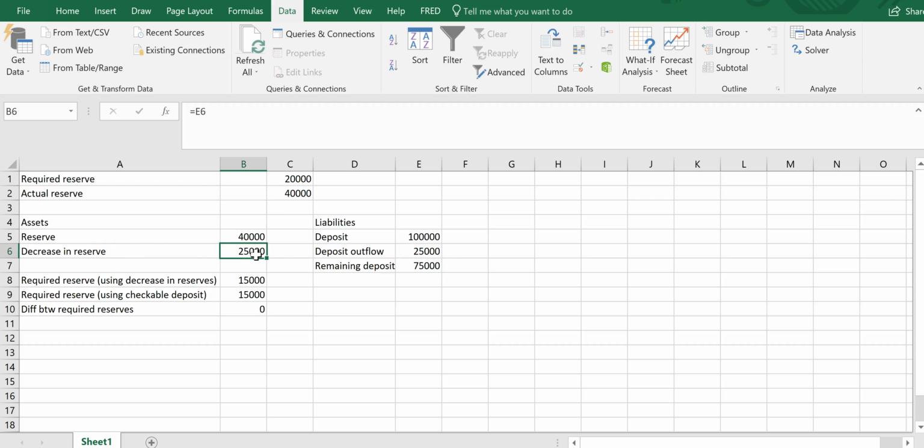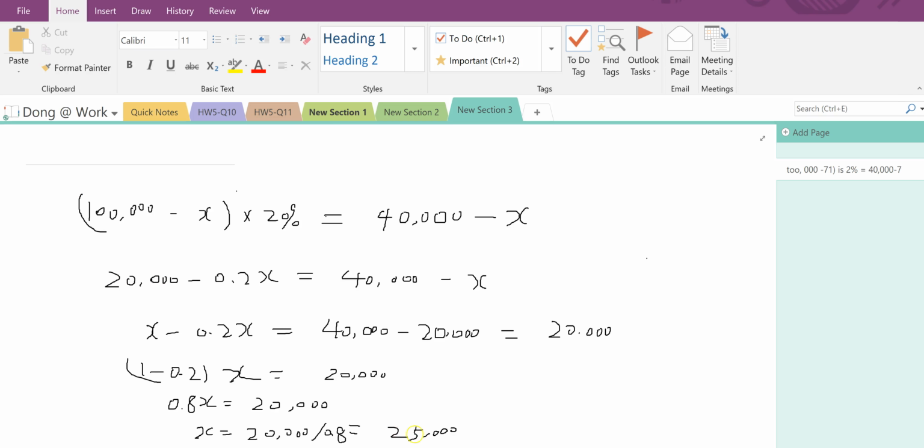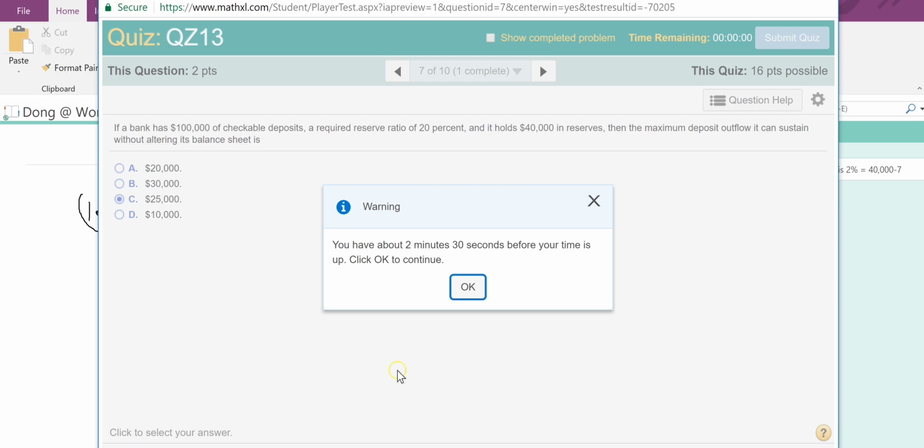And that's why here you cannot directly write down the number. You have to set it equal to the cell value here. And also here, you cannot write down directly the value. You have to use the formula. So you can see that the maximum deposit outflow here, calculated by Excel, is the same as the value which we calculated by hand. So both ways give us the same answer.